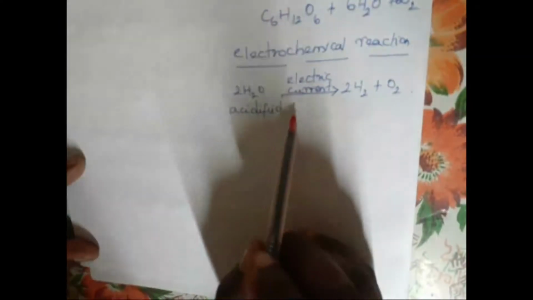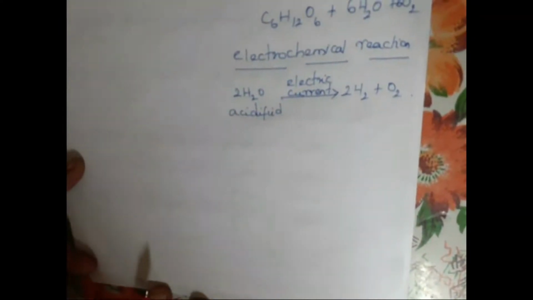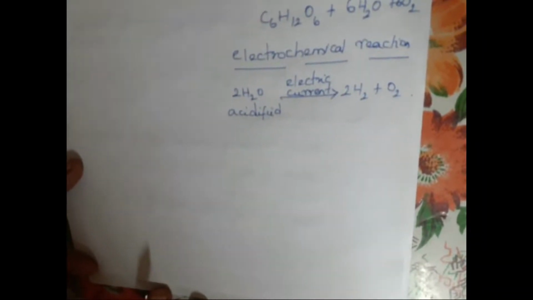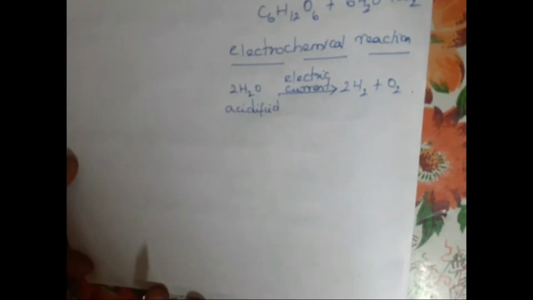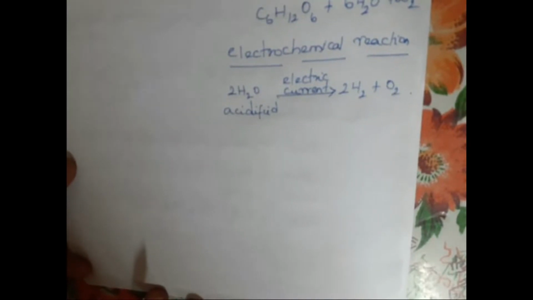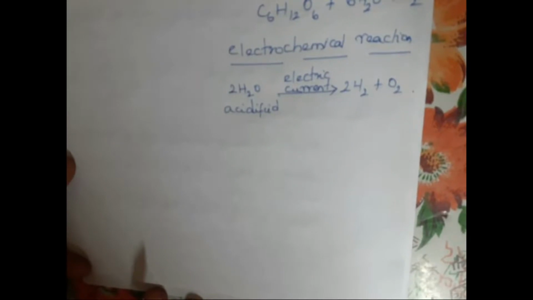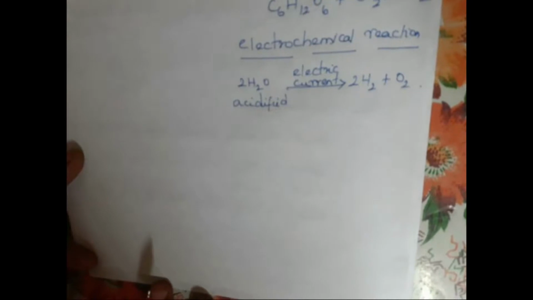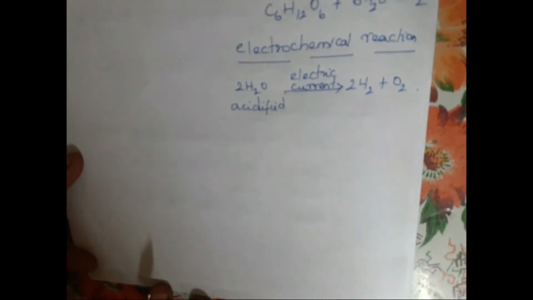Look at the next example. It is called an electrochemical reaction. So if you are supplying energy in the form of electricity, that is electric current, then it will also come under endothermic reaction. So I have taken an acidified water. What does acidified water mean? When you add a little amount of acid to your water, then it is called acidified water. So acidified water undergoes decomposition in presence of an electric current to produce hydrogen and oxygen. We are supplying energy here in the form of electric current. So it comes under endothermic reaction.